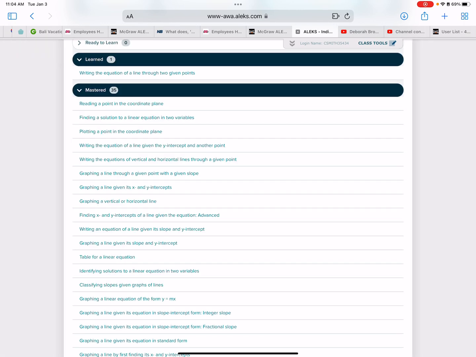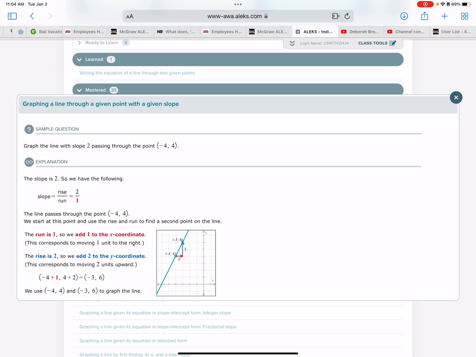Graphing a line through a given point with a given slope. Okay, this one here, you get the point and you get the slope. Simple, you're just going to go ahead and plot the point and then count the slope. So this one says graph the line with a slope 2 passing through the point -4, 4.